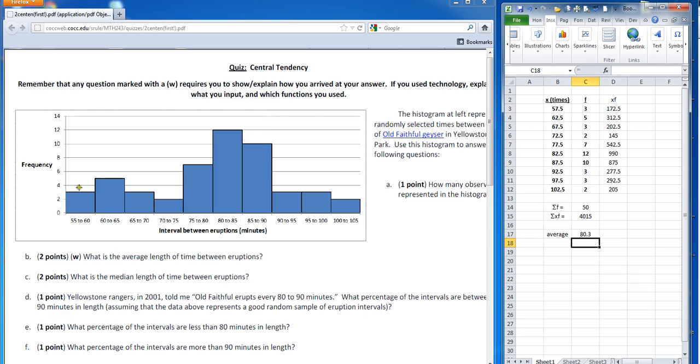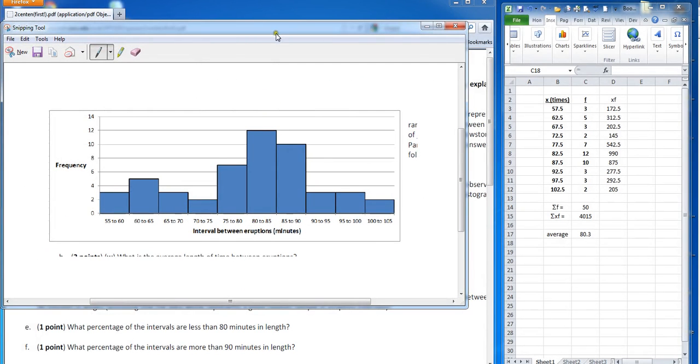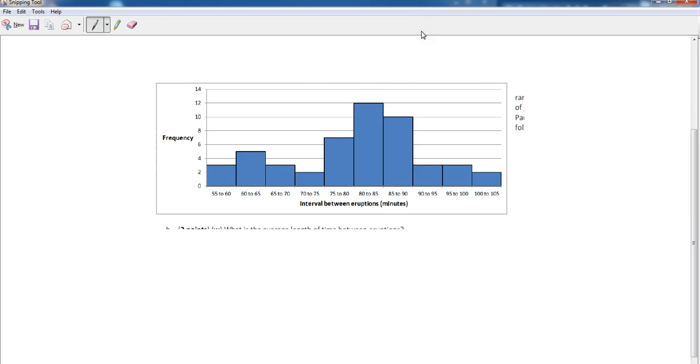So we're going to chop off these 3. I wonder if I can get a... I don't think I can. Yeah, you know what? I can. Let's do this. Take a screenshot of it. There we go. This is a snipping tool. If you've never used it, it's pretty slick.